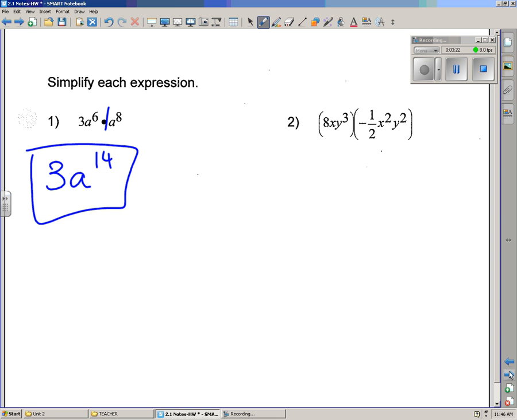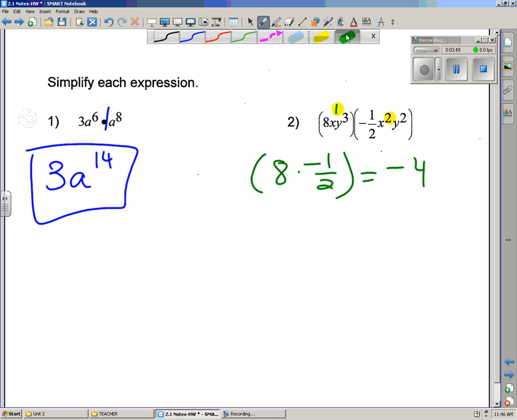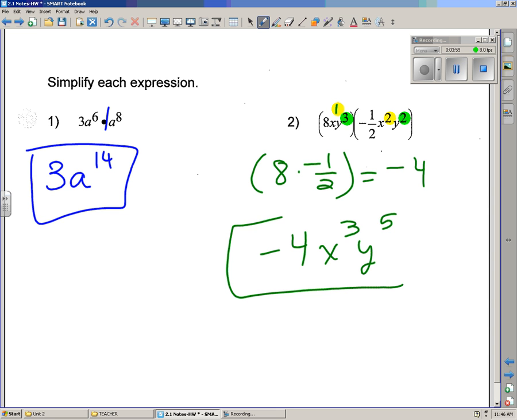On the second problem, again, don't let it bother you that you've got numbers and fractions. Just understand that you're really saying, well, I know I have to do 8 times negative a half. Well, 1/2 of 8 is 4, but it's going to be negative. And then if I look at my variables, I've got 1 x to the first power, x to the second power. So if I combine those together, I really have x to the third power. And then in terms of the y's, I've got a power of 3 and a power of 2. I'm going to add those up for a power of 5, and your final answer becomes -4, x to the third, y to the fifth.